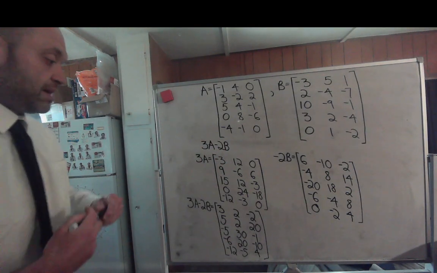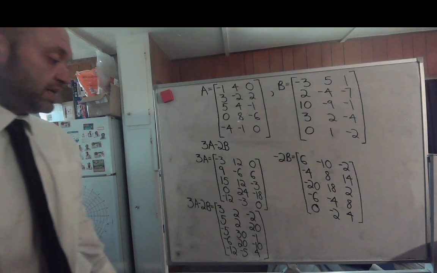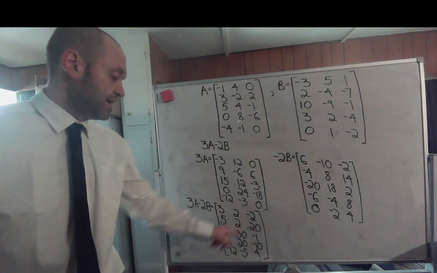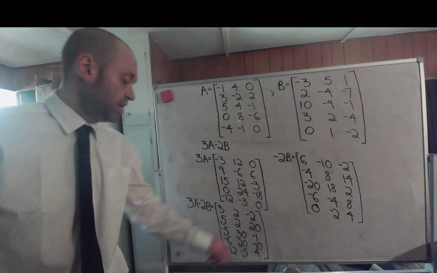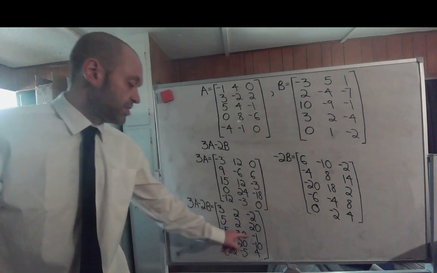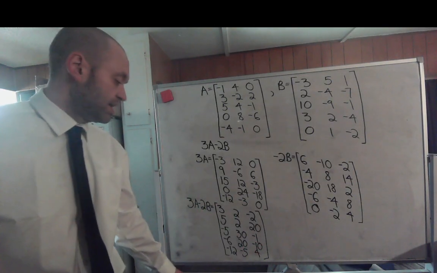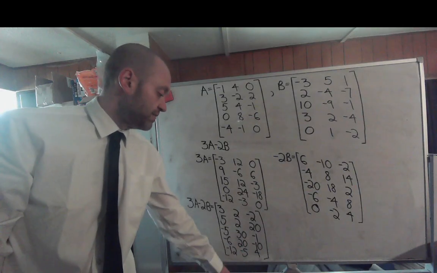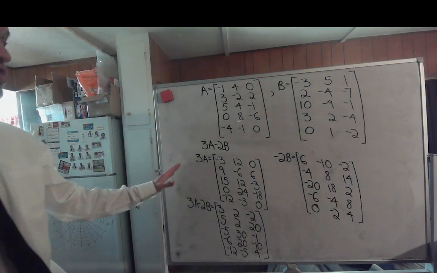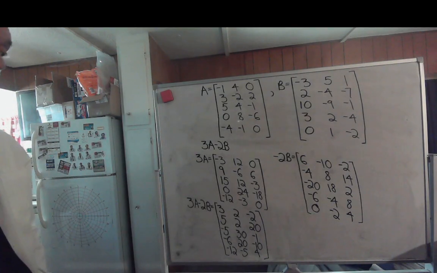So this would mean that 3a minus 2b equals 3, 2, negative 2, 5, 2, 20, negative 5, 30, negative 1, negative 6, 20, negative 10, negative 12, negative 5, and 4 would be my entries for 3a minus 2b.